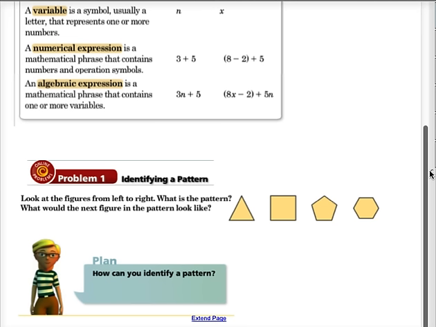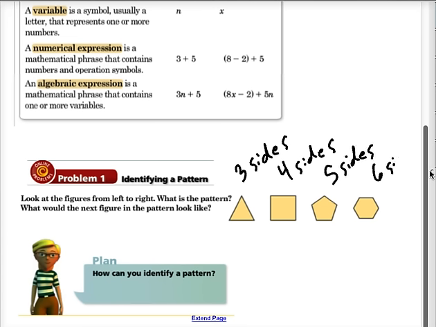This first figure has 3 sides to it, okay? Also known as a triangle. Second one has 4 sides, which is a square. Next one has 5 sides, which is a pentagon. Next one, 6 sides, which is a heptagon.